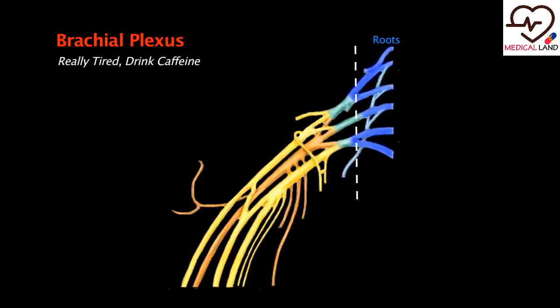The roots come from the anterior rami of spinal nerves C5, 6, 7, and 8, as well as T1. And as they emerge from the vertebral column, they merge together to form the trunks. And there are 3 trunks: the superior trunk, the middle, and the inferior trunk.